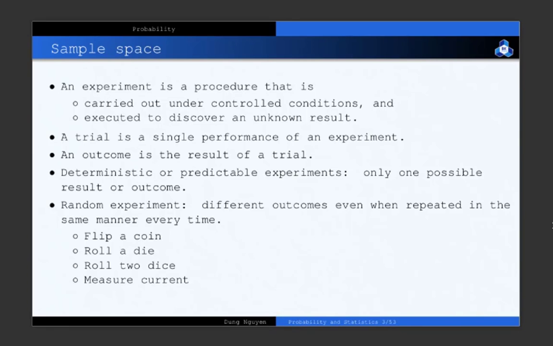In random experiments, there are different outcomes, even when repeated in the same manner every time. For example, when you flip a coin, you can get a head or a tail. When you roll a die, you can get any number from 1 to 6. Or if you roll 2 dice, you can get a lot of pairs. For example, (1,1), (1,2), (1,3), and so on. Or when you measure the current, you may get many numbers, even when you repeat the same experiment.